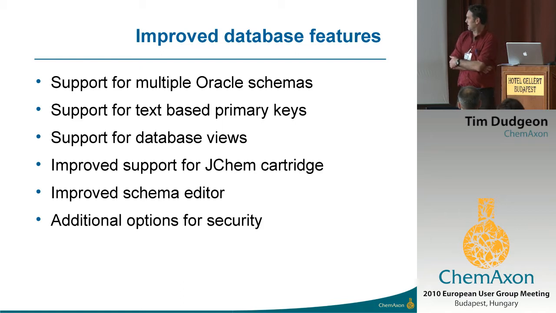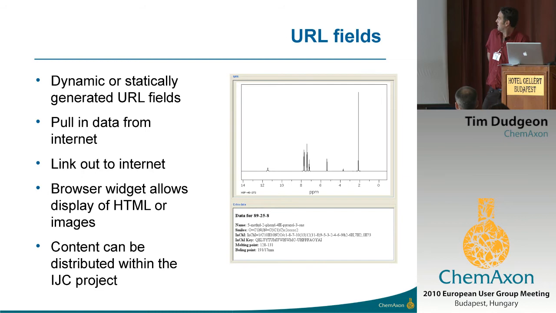This increases the flexibility of using IJC in an Oracle environment quite significantly. We also added in the previous version support for text-based primary keys, whereas before that we only had integer primary key support. We've got support for database views, and as you saw from Ian, that is already being useful to Evotech at least. We've got improved support for JChem cartridge, and we've got a significantly improved schema editor in terms of usability and the functionality. And we've added a few extra security options.